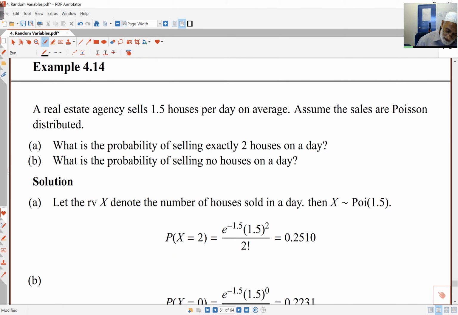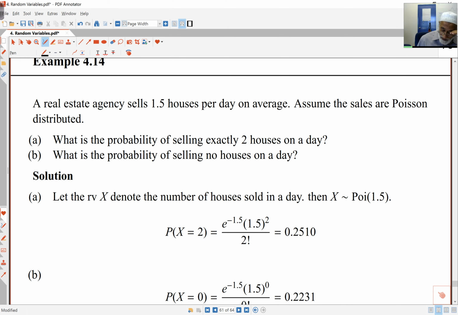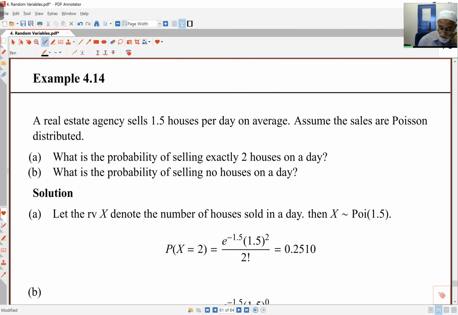Some examples over here. A real estate agent sells 1.5 houses per day on average. Of course, in a given day, he or she won't sell 1.5 houses, but this is an average. Assume the sales are Poisson, and of course that means we're assuming they're independent of each other. What's the probability of selling exactly 2 houses on a day? So we want to define ourselves, first of all, a random variable. I'm denoting X as the number of houses sold in a day.